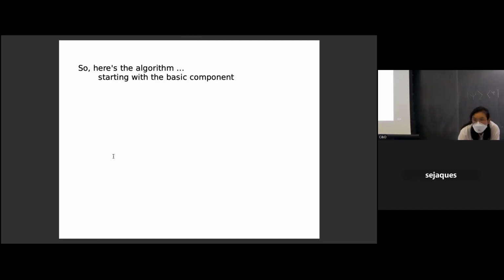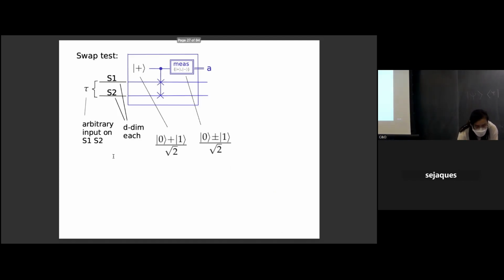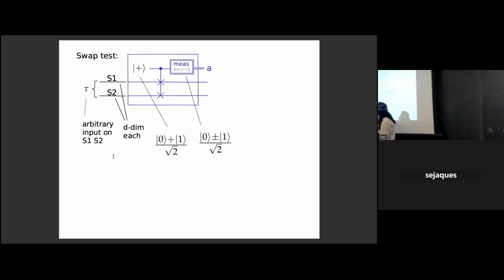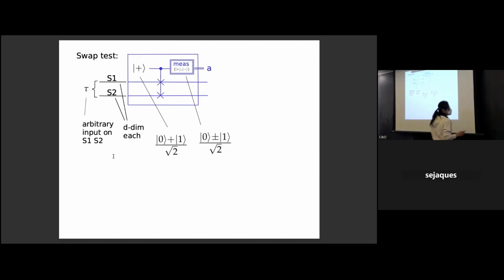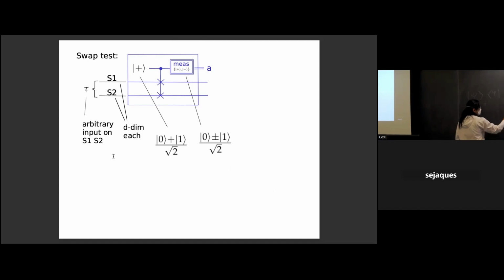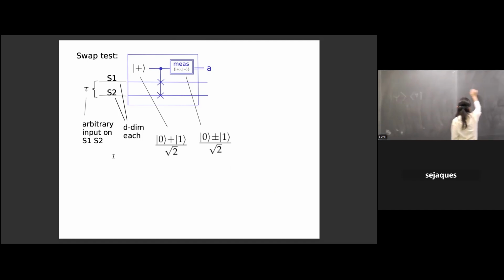So the algorithm has only one basic component. It's called the swap test. What it does is to take two systems, S1 and S2, d-dimensional each. And so the input is an arbitrary d squared by d squared matrix. This is the size of the input.